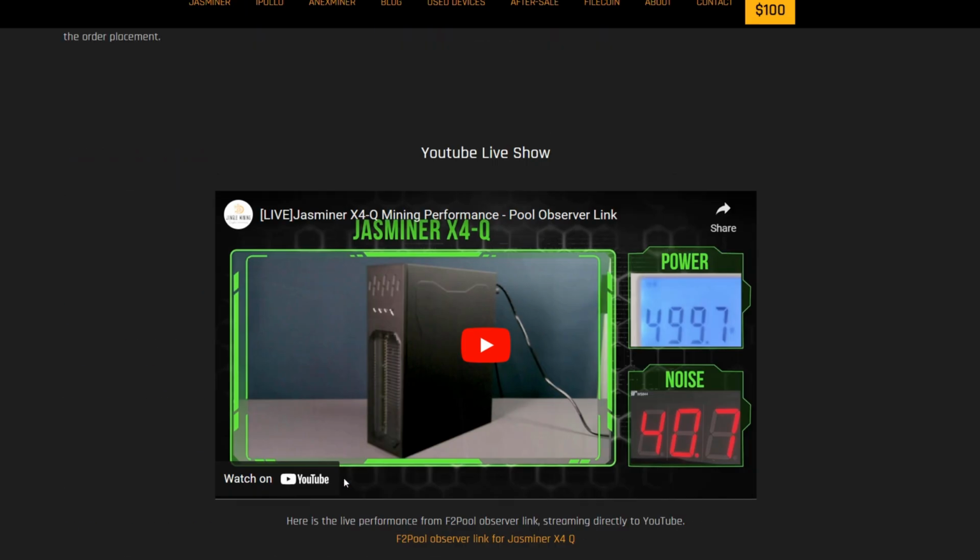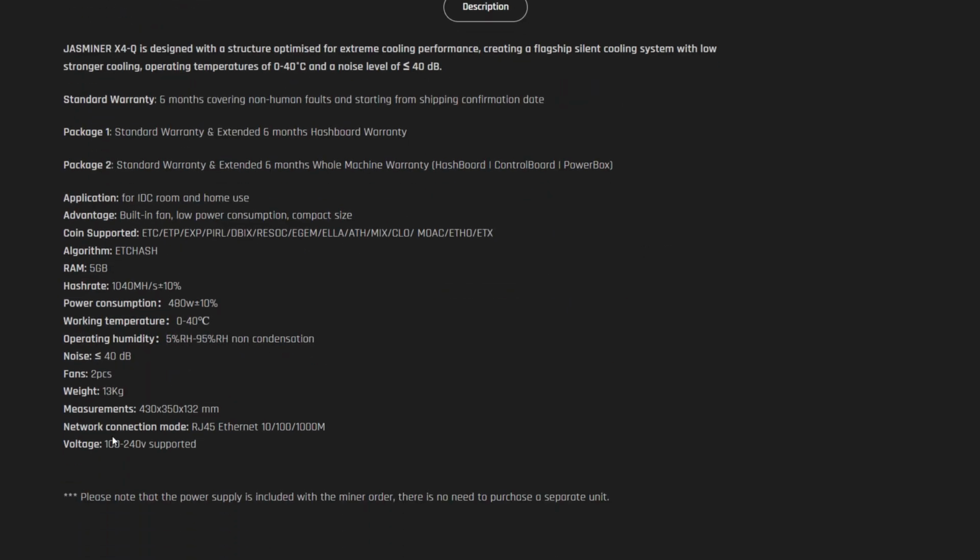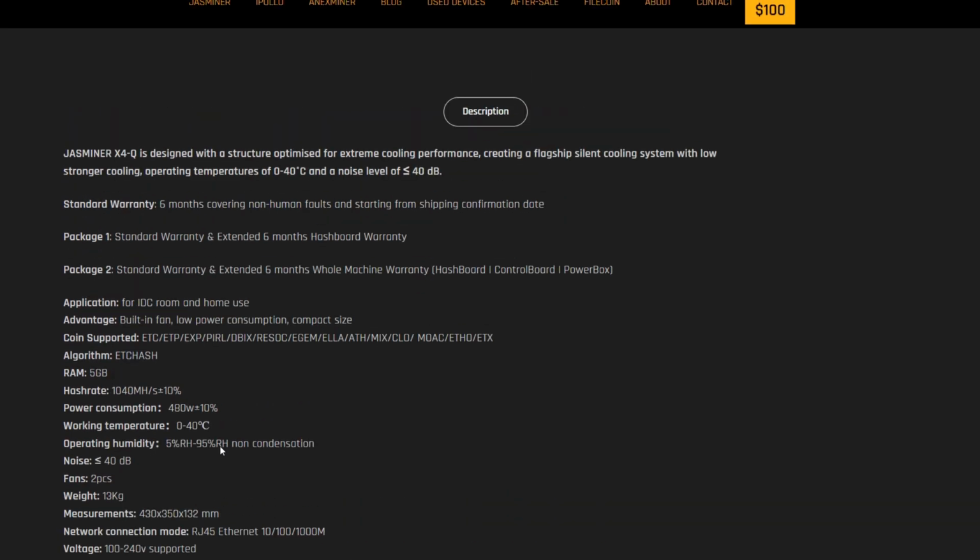Now, just for clarification, I did go to the Jingle Mining website just to see if I can find any numbers, and it does say a voltage of 100 to 240 volts. So we're going to continue on with the 100 volts and see what goes on. I'm at 120 volt on my home network here in North America.